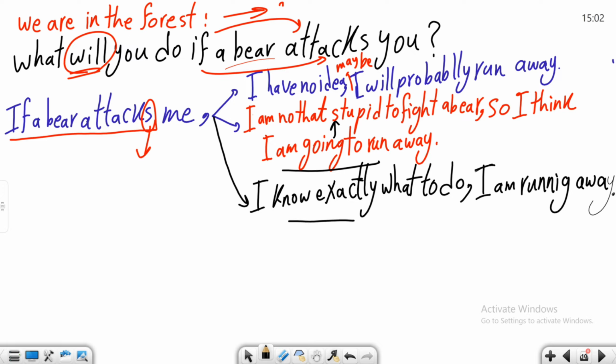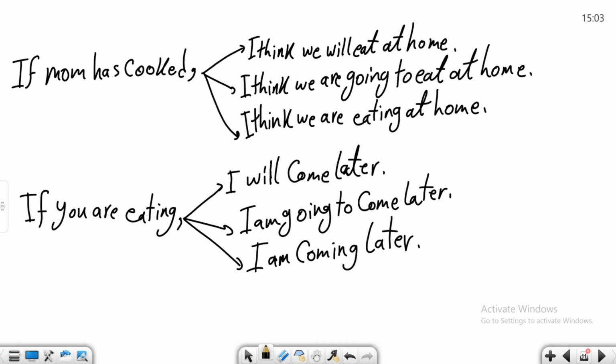Here, if a bear attacks me, I know exactly what to do. In here, I have my own plan. I don't want to explain the reason of it. I say I am running away. This is a present continuous for future, and we use present continuous for future when we take a personal decision. While going to, as we said before, is used when we have a reason. Going to also could be used for personal decisions, but it's better to use a reason with it, as we said before. In here, my friends, we take example number 3.